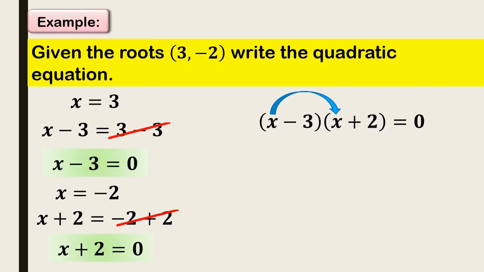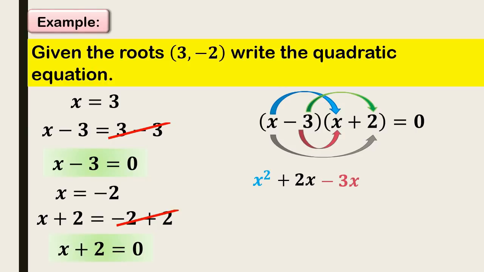So, let's use the FOIL method. x times x for the first term is equal to x squared. x times 2 for the outer term, the answer is positive 2x. Next, I for the inner term, negative 3 times x is equal to negative 3x. And negative 3 times 2, the answer is negative 6 equals 0. So, after we expand the factors, what we're going to do is to combine like terms.